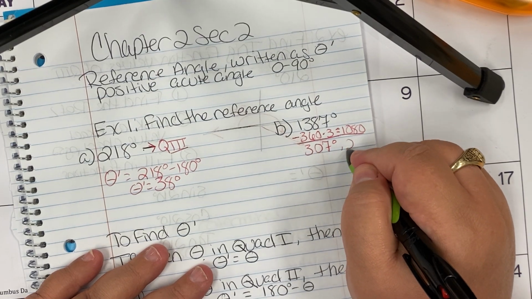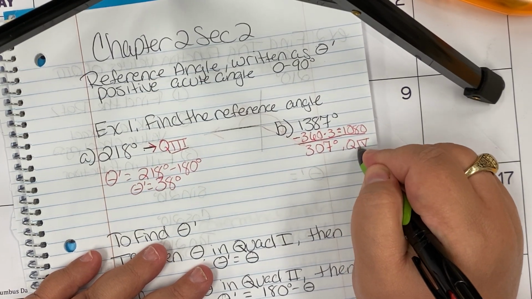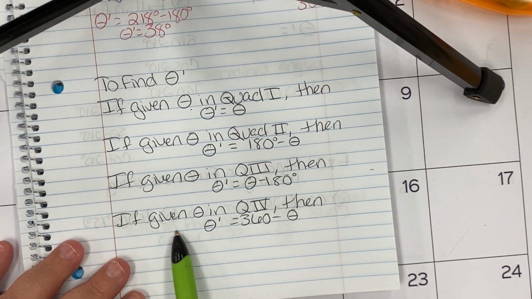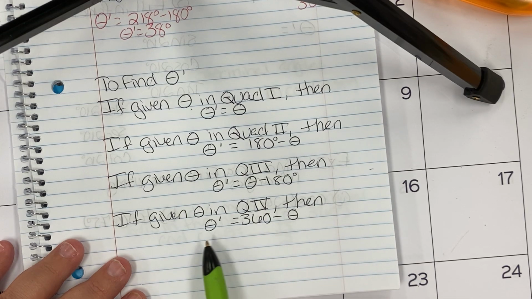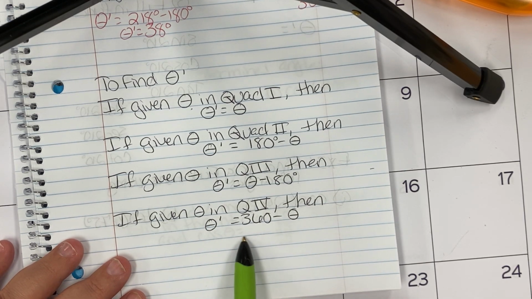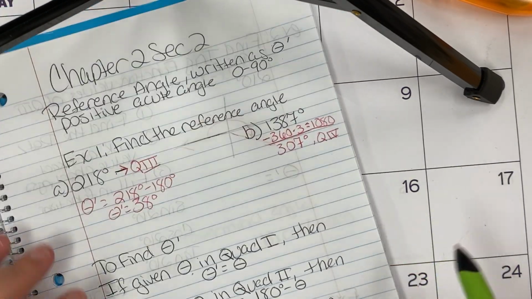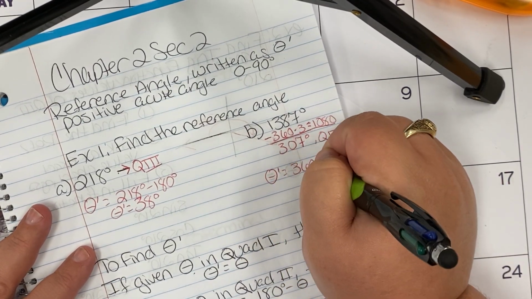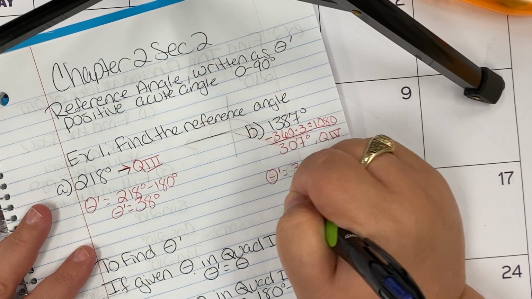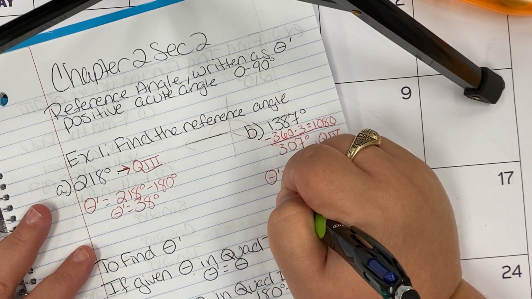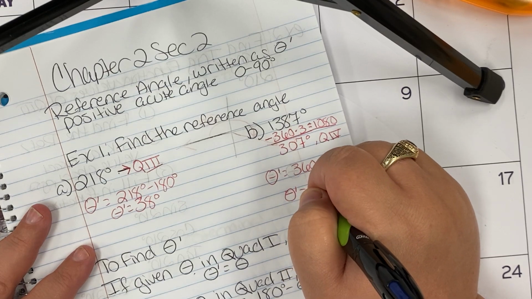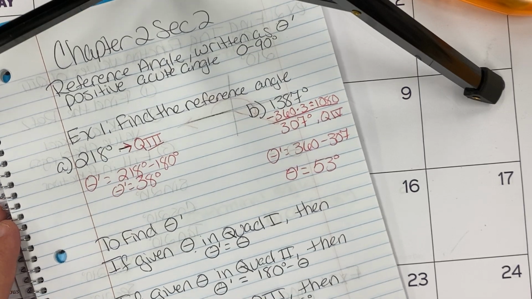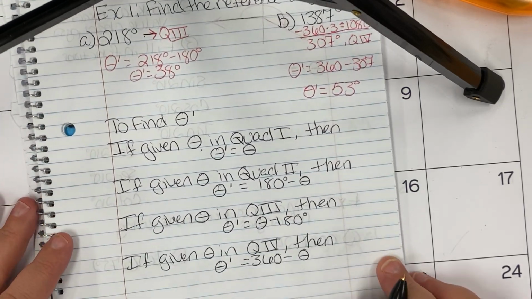307 degrees is now in quadrant 4. So I'm again going to look down here. If given theta in quadrant 4, then theta prime, your reference angle, equals 360 minus theta. So in order to find theta prime, I'm going to take 360 minus 307, and theta prime is going to equal 53 degrees.